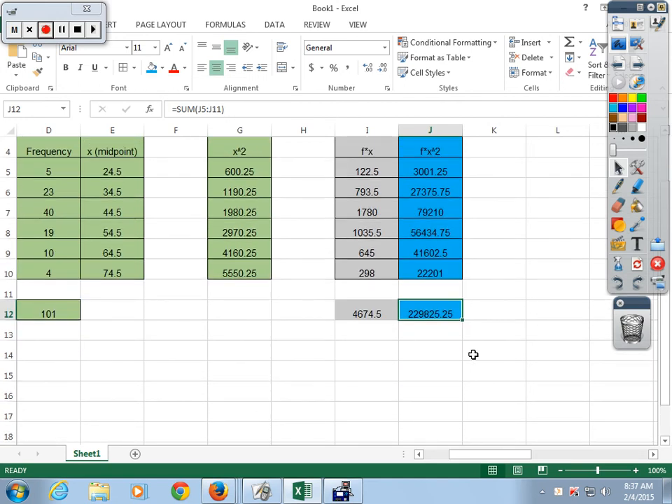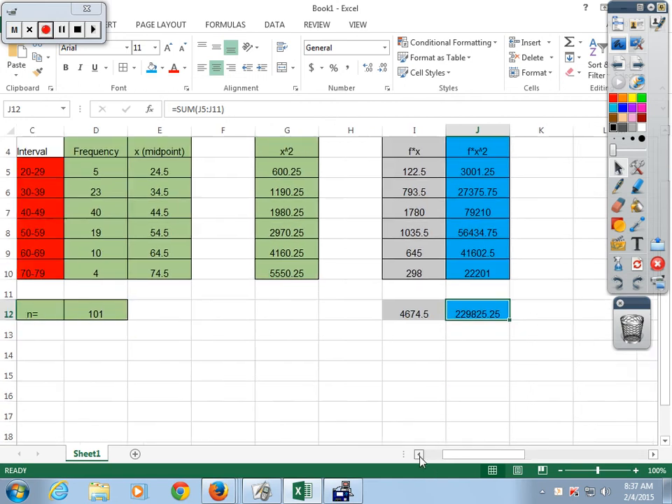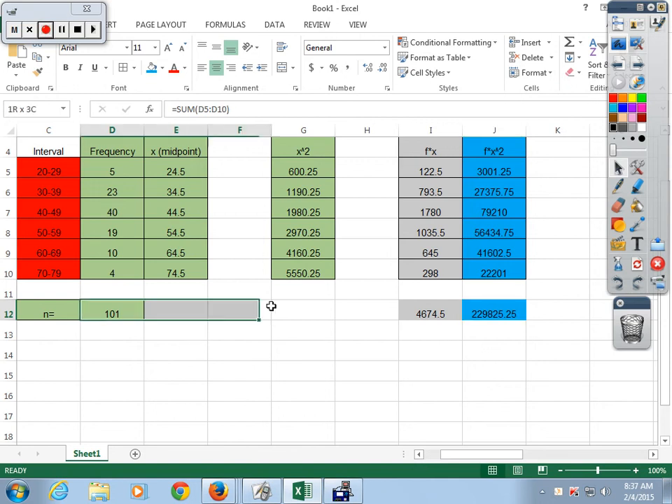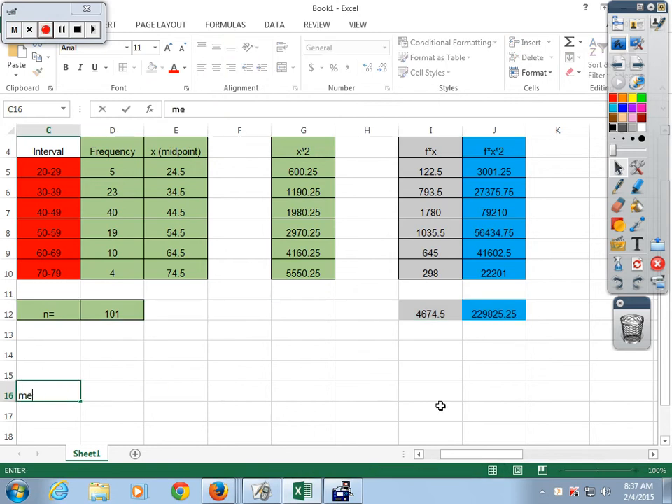And now you have your three numbers right here. There's your three numbers to put into the what? The formulas. So let's do the mean. What is the mean equal to for a frequency distribution? Summation of f times x over n, Hubert. That's right, class.